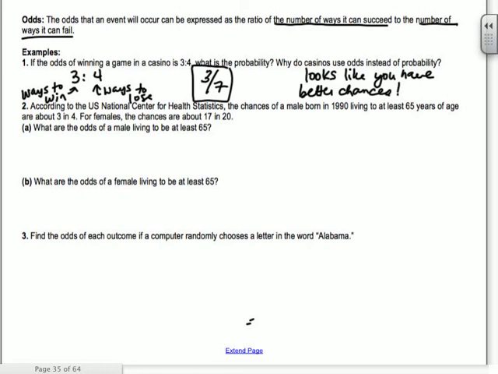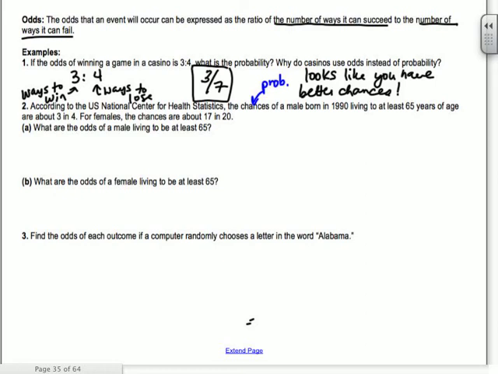Okay, so according to the U.S. National Center for Health Statistics, the chances of a male being born in 1990 living to at least 65 years of age are about 3 in 4. So notice how we didn't say odds, did we? Let's say odds. That way I'm using that word so you can see it. Oh, no, wait. Maybe this is your probability. Yeah, because now it says the odds of a male living. So yeah, that is probability. So what are the odds of a male living to be at least 65?